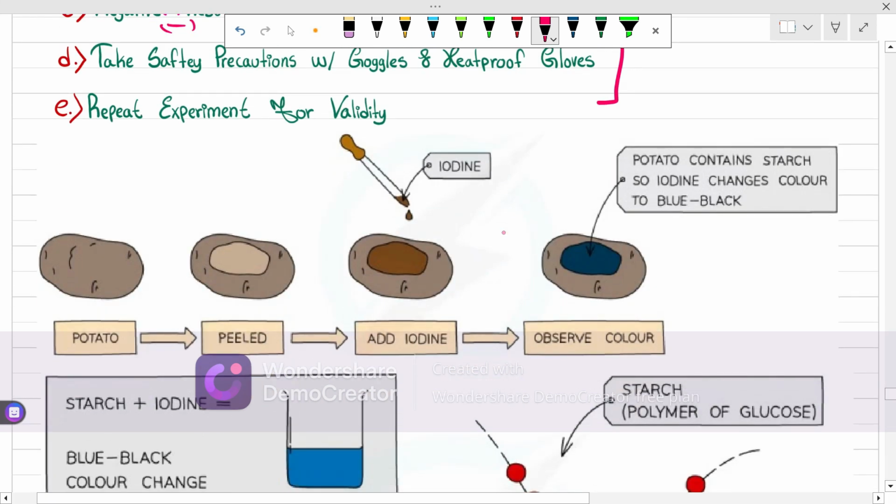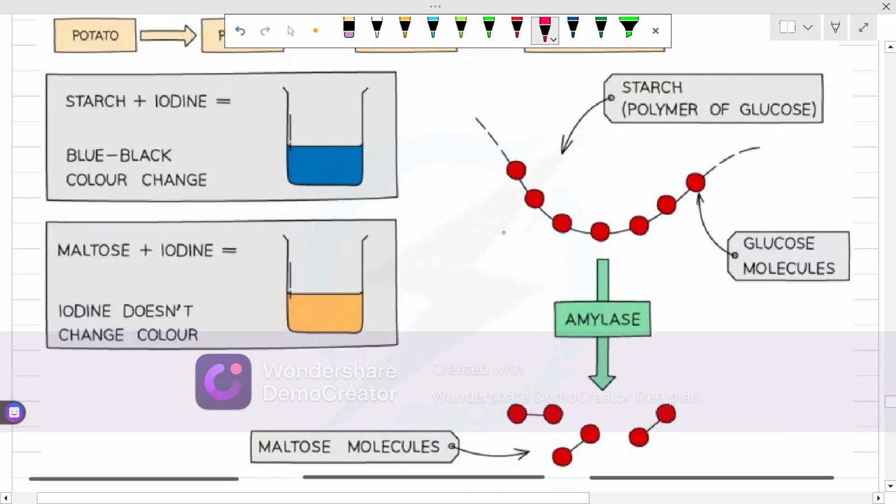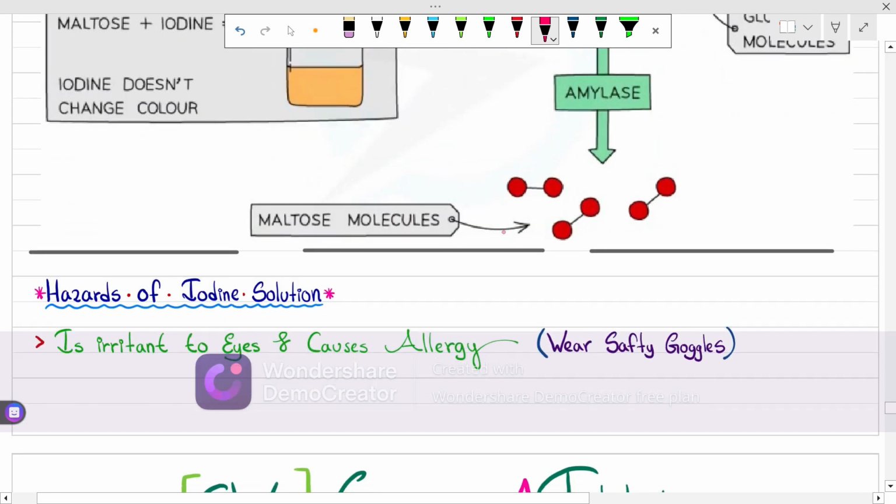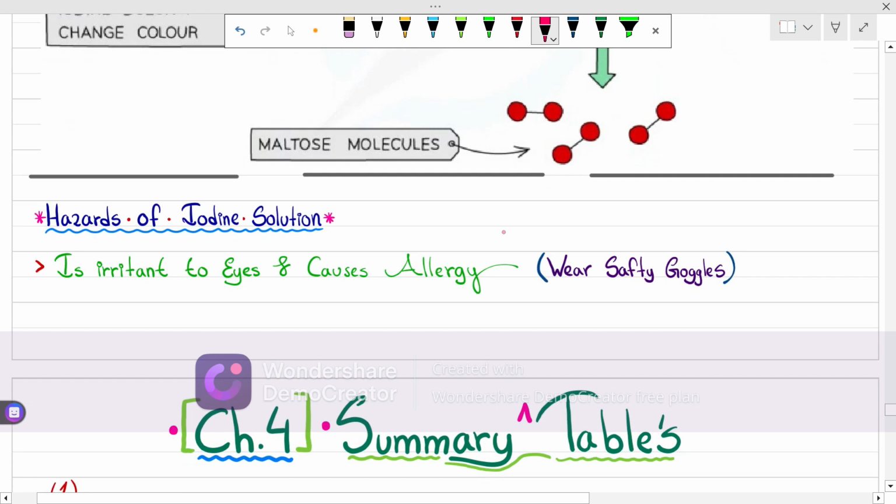Here we're doing a test of starch on a potato. We first peel the potato, then we add iodine solution, gently move the potato and observe the color change. Since starch is present, it changed to blue-black. Otherwise, the color would remain orange or yellow or brown. Okay, hazards of iodine solution: it is an irritant to the eyes and causes allergy, so we should wear safety goggles.